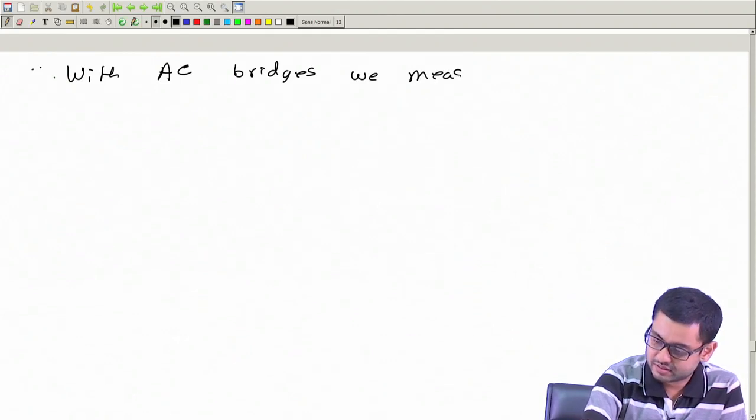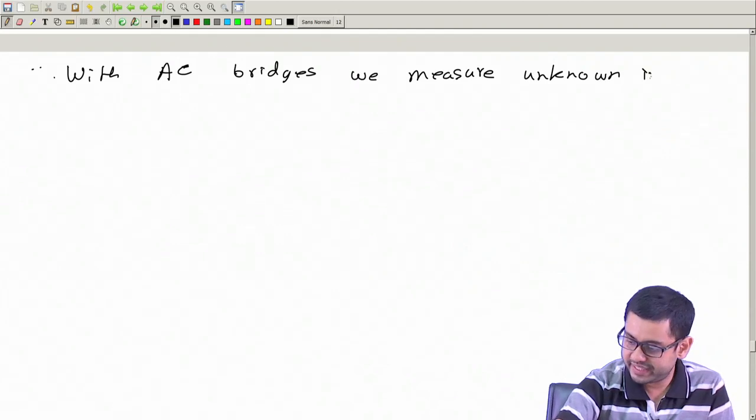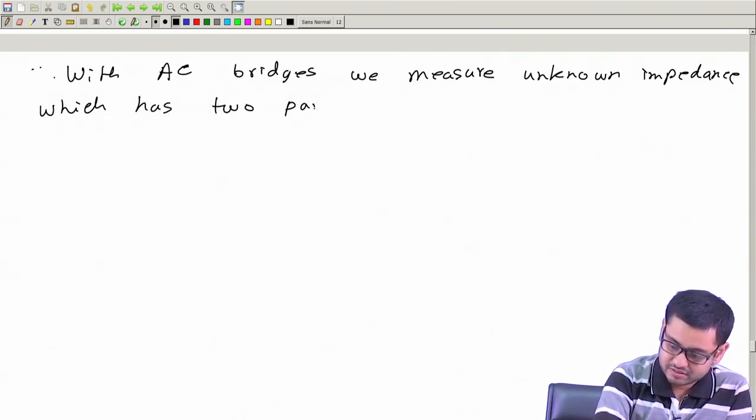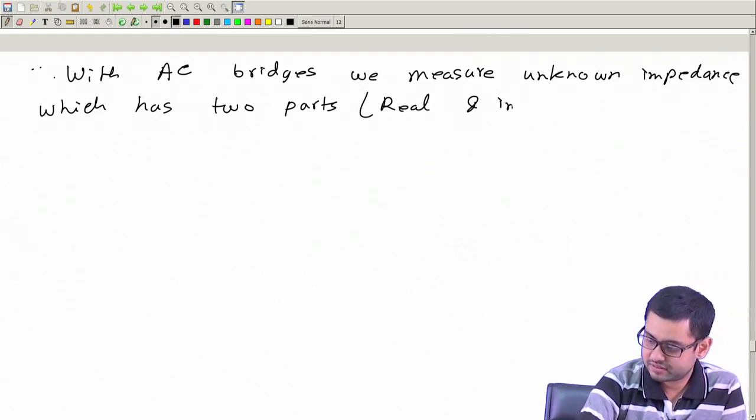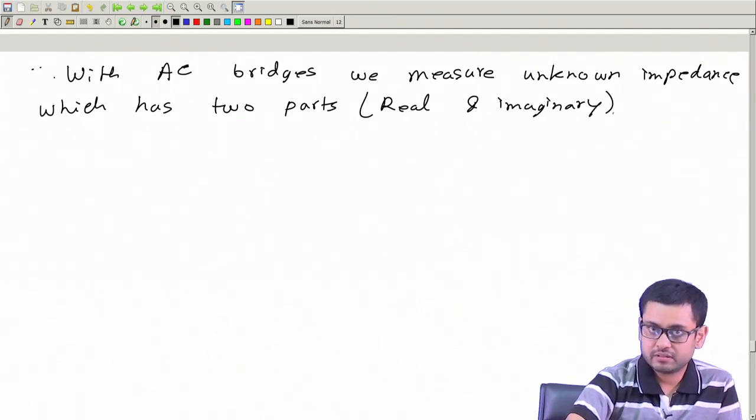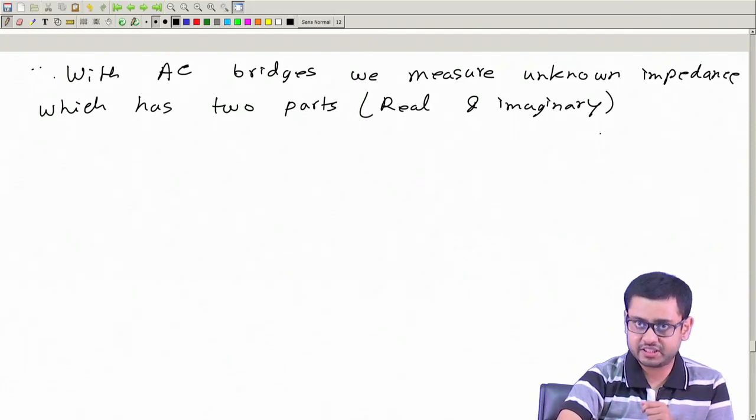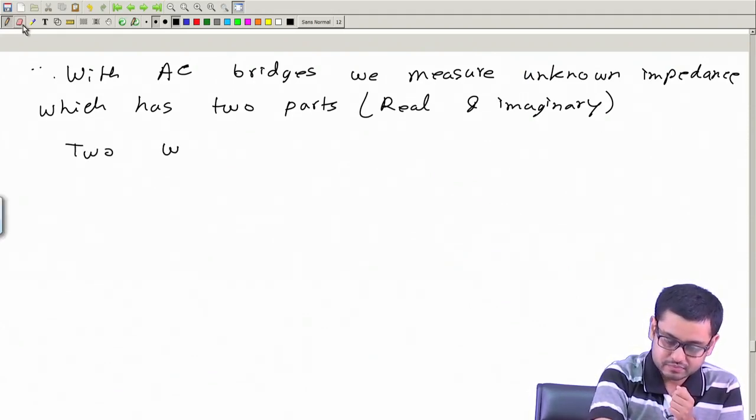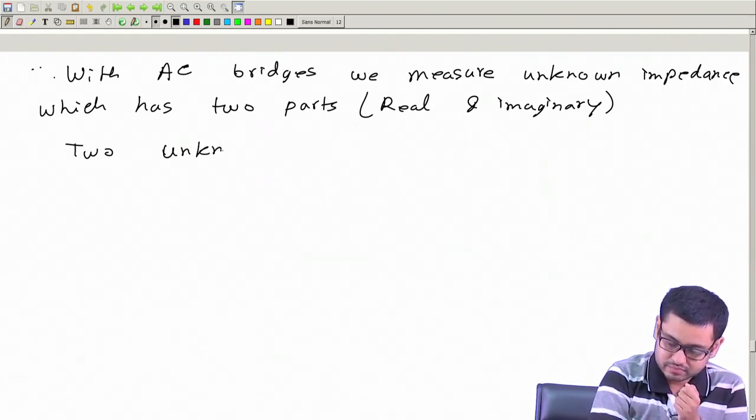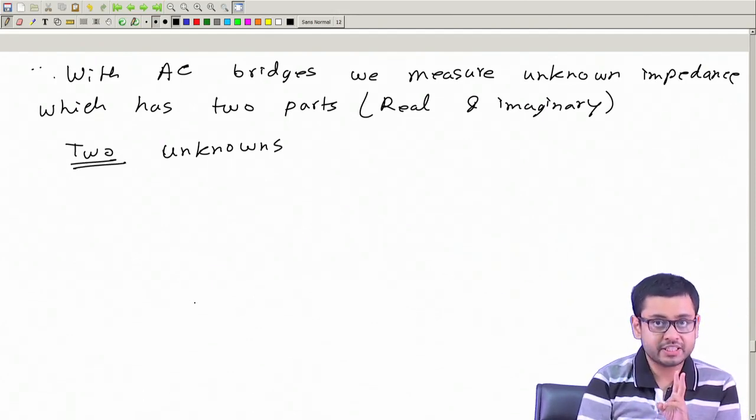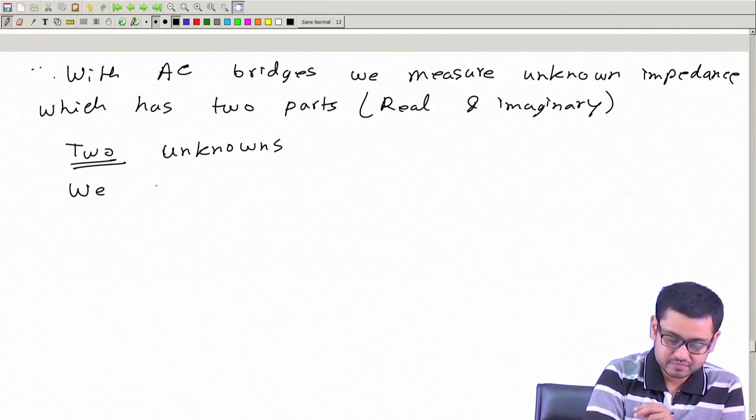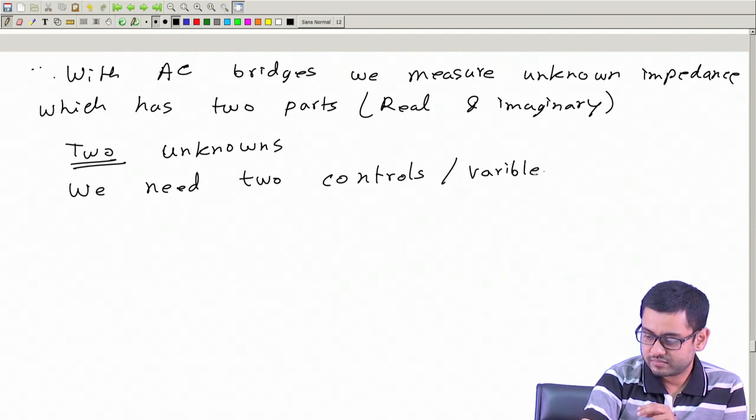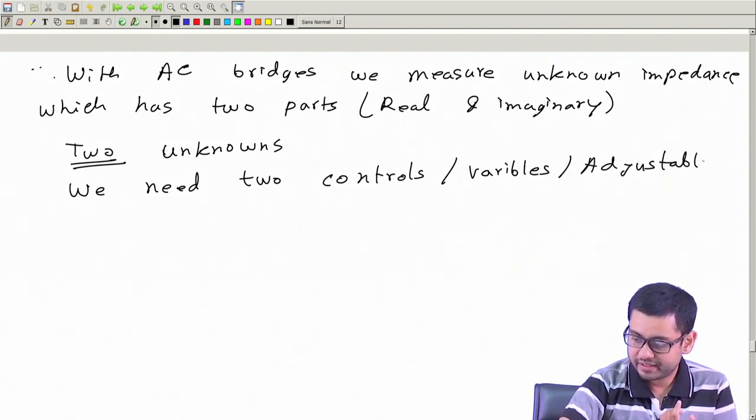So, with AC bridges, we measure an unknown impedance which has two parts, like the real part and imaginary part, or you can think of it like resistance and inductance, capacitance and resistance. So, it has two parts, two unknowns. Therefore, we need at least two controls or two variables, or adjustables, to get the balance. At least two.